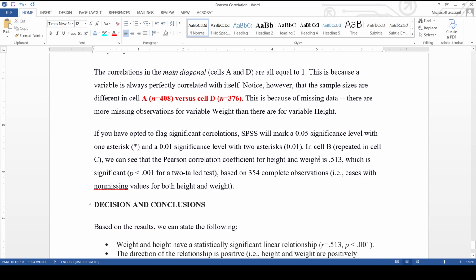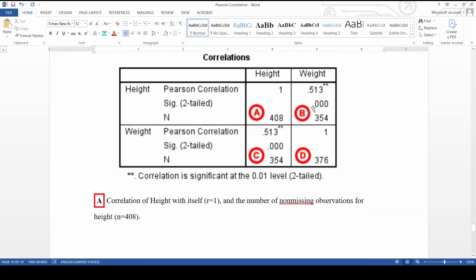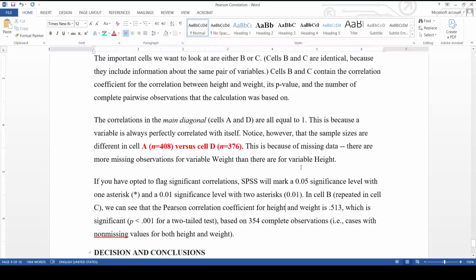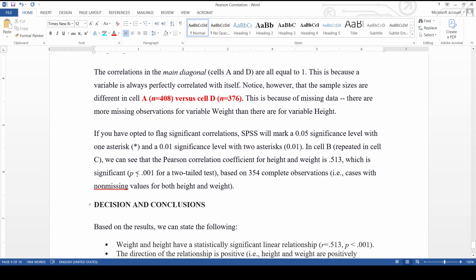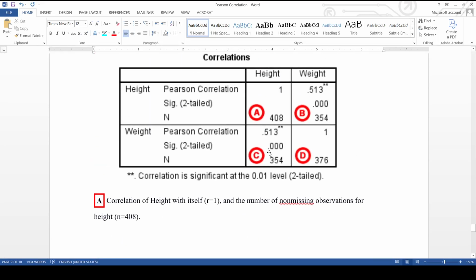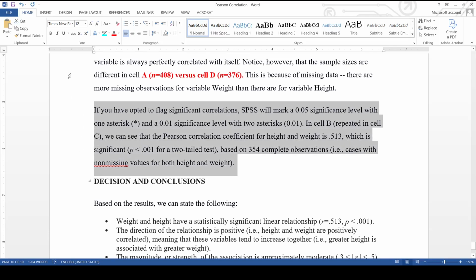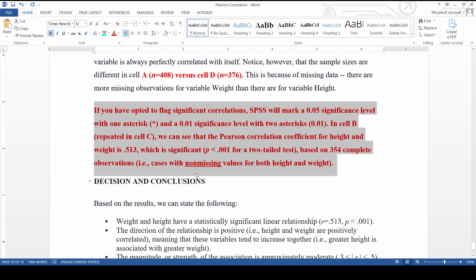So in cell B, repeated in cell C, we can see that the Pearson correlation coefficient for height and weight is 0.15, which is significant at what? P less than 0.01. Which means all your P values at this level, this is what you are recording, is less than 0.01 for a 2-tailed test based on 354 complete what? Observations. So this is how your report will come out, class.